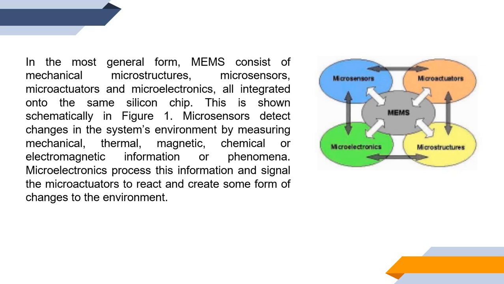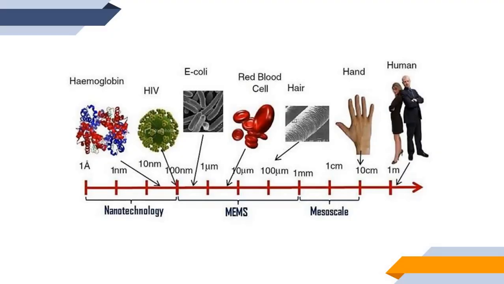In the most general form, MEMS consists of microstructures, microsensors, microactuators and microelectronics, all integrated onto the same silicon chip. Microsensors detect changes in the system environment by measuring mechanical, thermal, magnetic, chemical or electromagnetic information. These inputs are given to the microelectronics, which process this information and signal the microactuators to react and create some form of change to the environment.